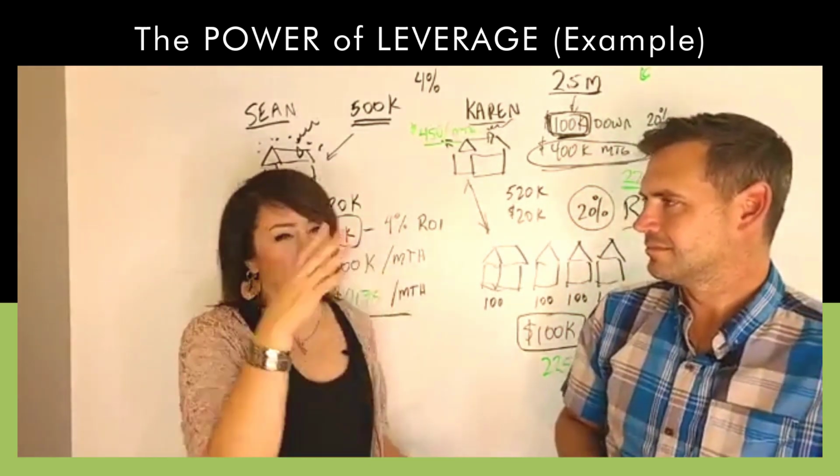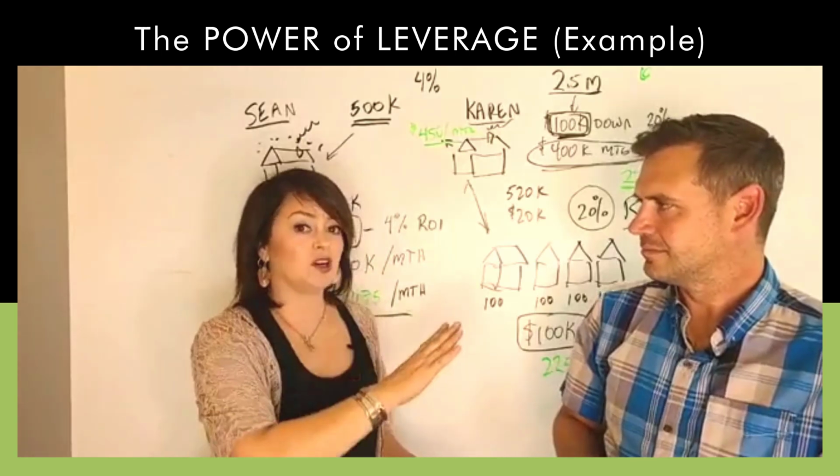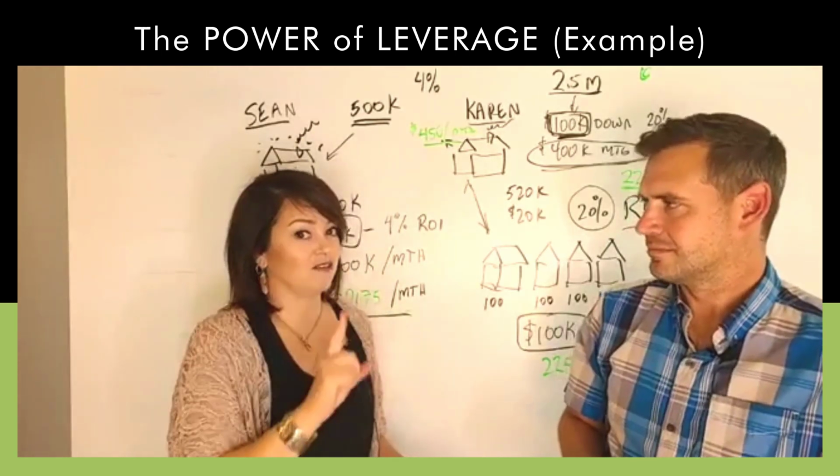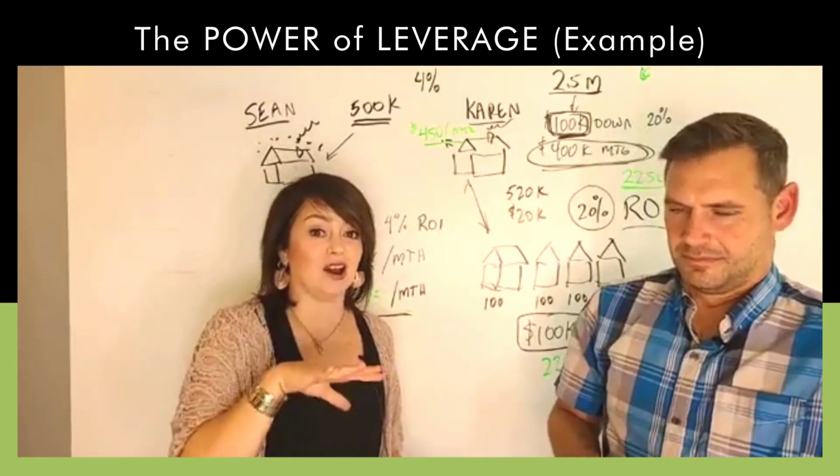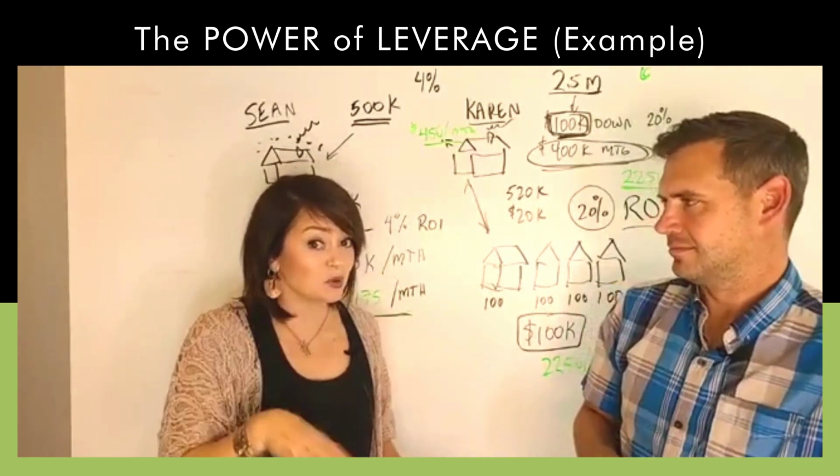And they're cash flowing about the same, let's say. So she's working harder for it. But that's in the first year. Remember, the cost of borrowing goes down as time goes on. As our mortgages get paid off, the cost of borrowing goes down.